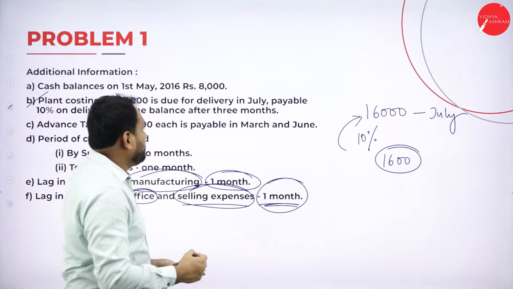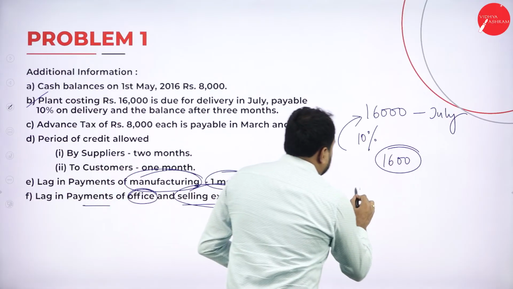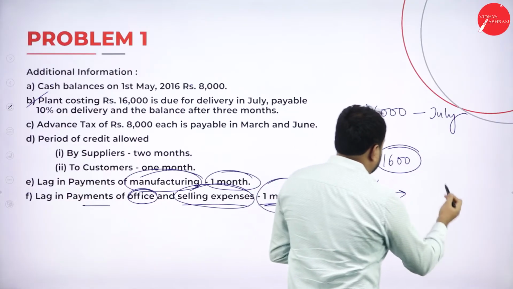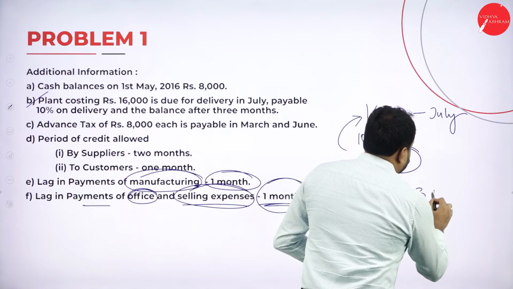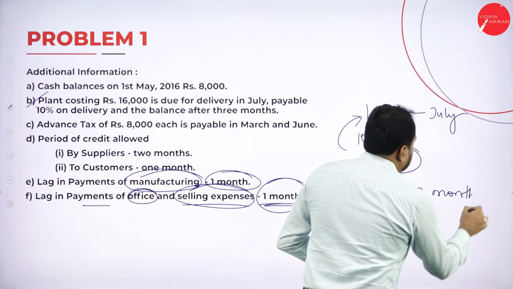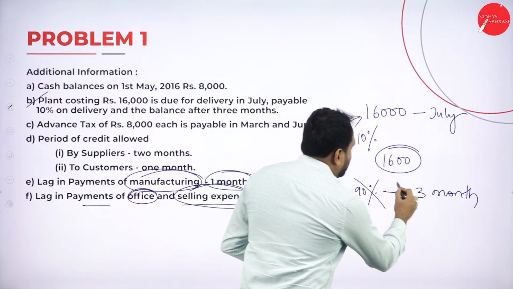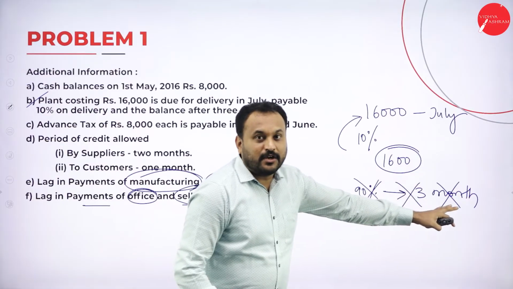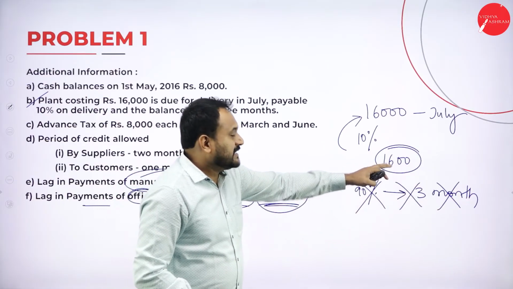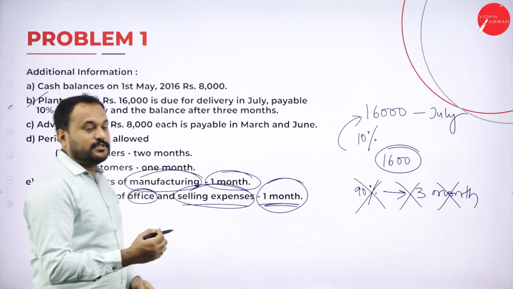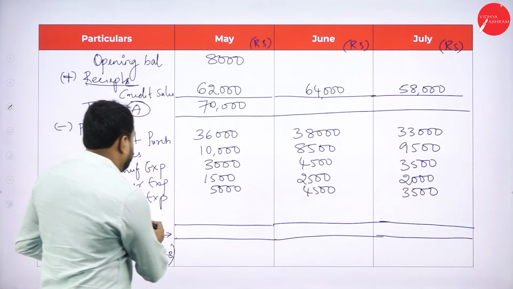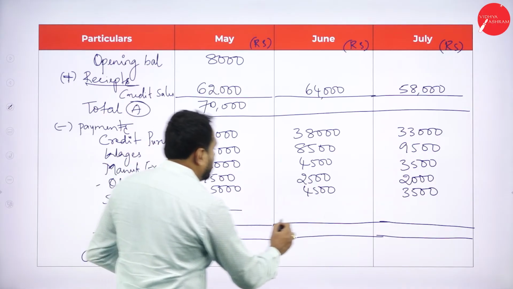Now why am I not putting the remaining 90%? Because that remaining 90% you will get, or you are supposed to give, in the next 3 months. But we are not preparing for the next 3 months. So we will not go with that. Hope you got this here. So it is only 1,600 which you are supposed to put under plan. So for plan we will not put anything here, nor here.